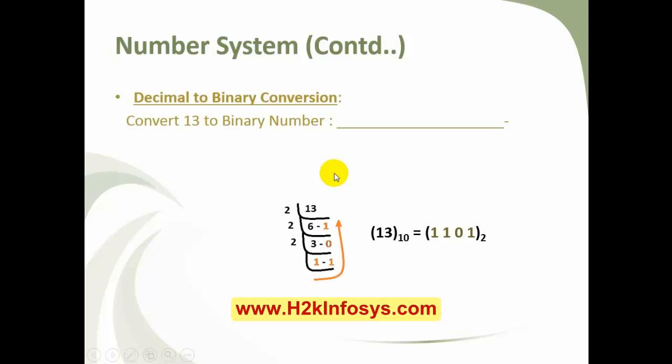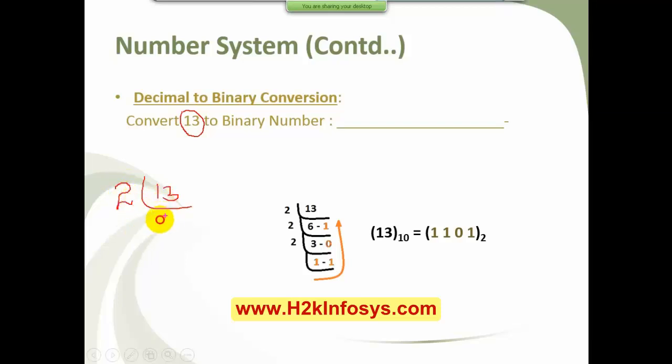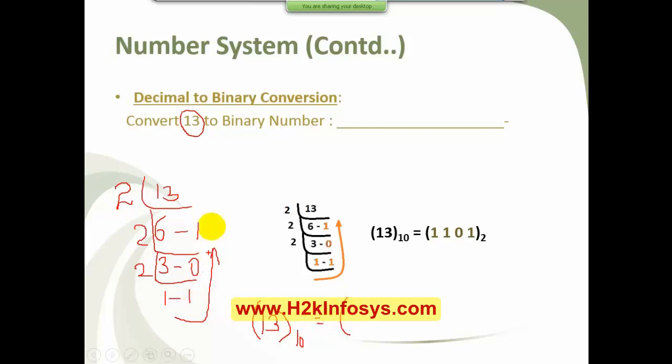Now we'll see how to convert decimal to binary. Assume that we want to convert the number 13 from decimal to binary. You write 13 and divide by 2. 2 sixes are 12, so 1 is the remainder. Again divide by 2: 2 threes are 6, the remainder is 0. Again divide by 2: 2 ones are 2, and the remainder is 1. Then you have to write it in the reverse order. So 13 base 10, which is decimal, is equal to 1101 base 2.